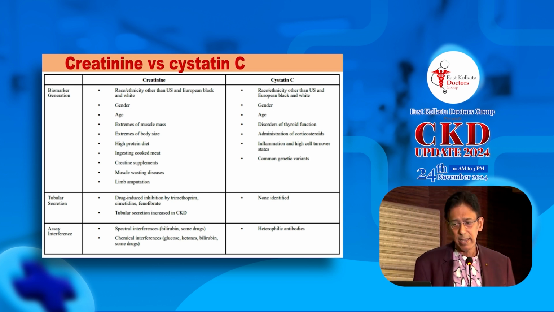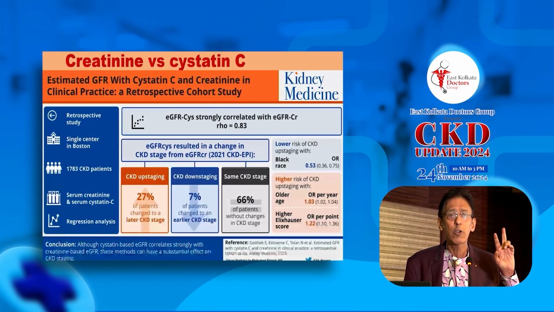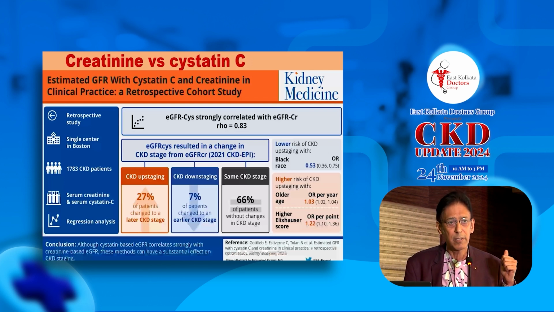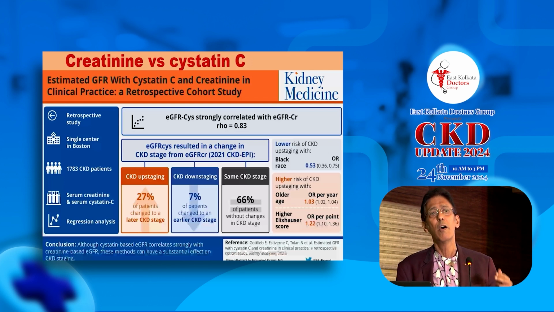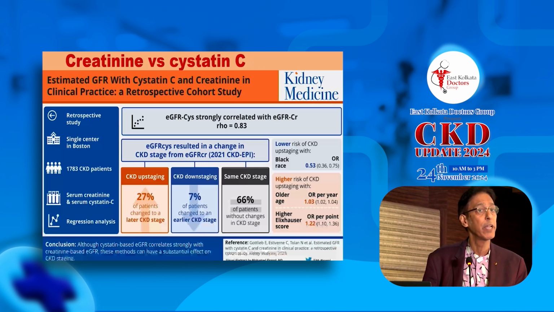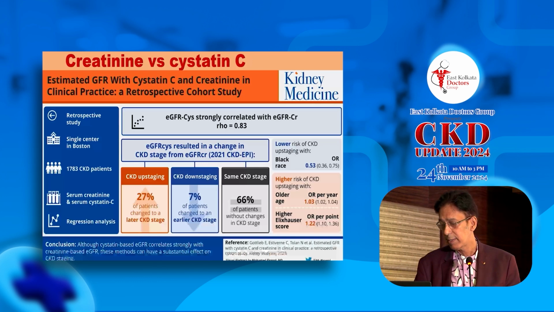Now, this study is again a very interesting one, which has showed concordance rate in the eGFR estimated, whether using cystatin C based formula or creatinine based formula, in around 66% patients. Therefore, in about a third of patients, mind you, there may be some discord.